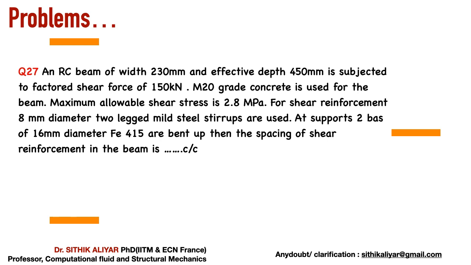2 bars of 16 mm diameter, Fe 415, which are bent up. So there are 2 bars of 16 mm diameter of Fe 415 that are bent up, then the spacing of shear reinforcement will be dashed. Okay, they have given this, so you have to design 2 things here. There is a bent up bar, so if there is a bent up bar, then you have to design the bent up bar also and the vertical stirrups also, because the extra shear force is divided: something for the bent up bar, something for the vertical stirrups.